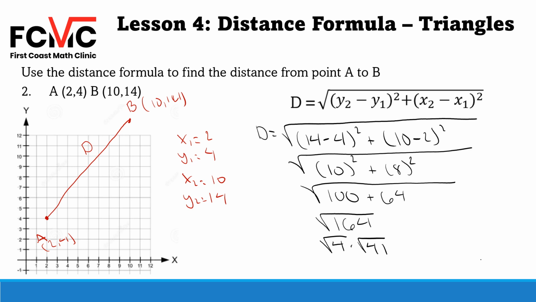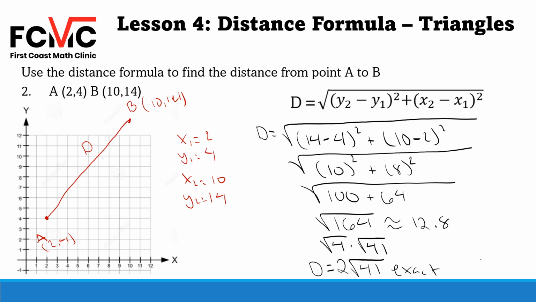Square root of 4 is going to be 2. So we're just going to keep the positive square root. And then we'll keep square root of 41. So our distance is going to be 2 square root of 41. So this is our exact. And if we want the approximate, we plug this into our calculator, we should get about 12.8 as our approximate value.